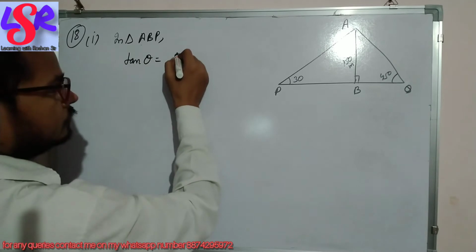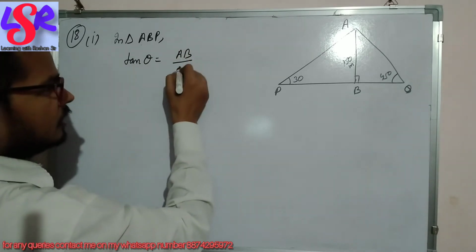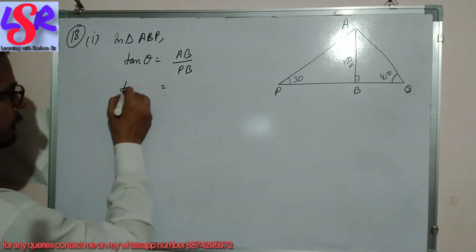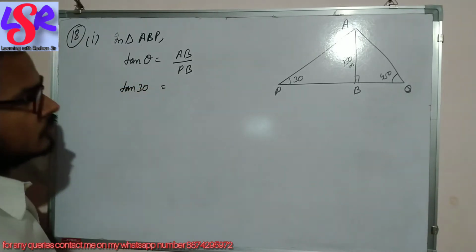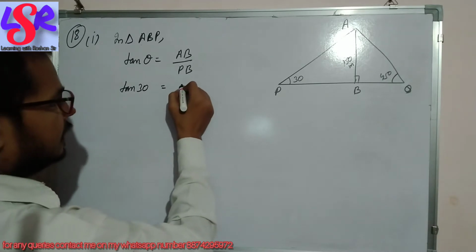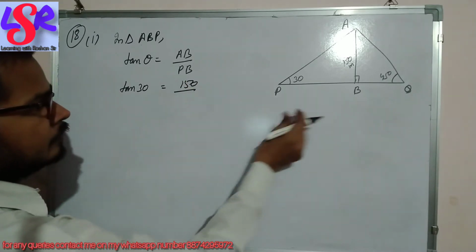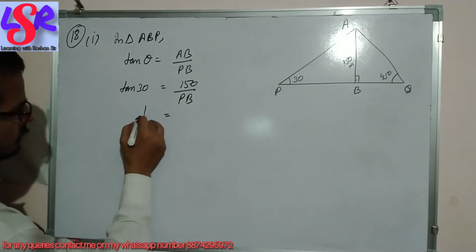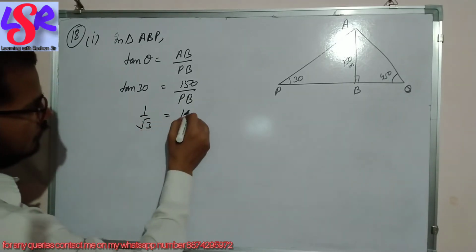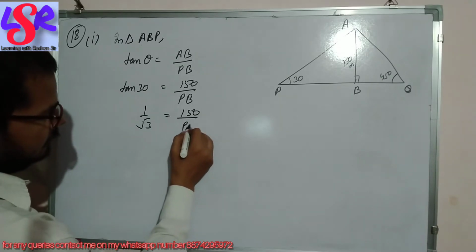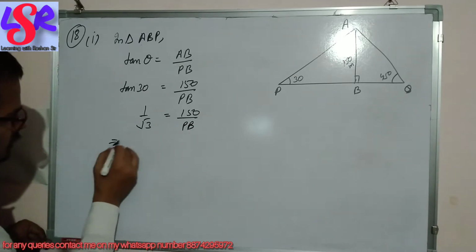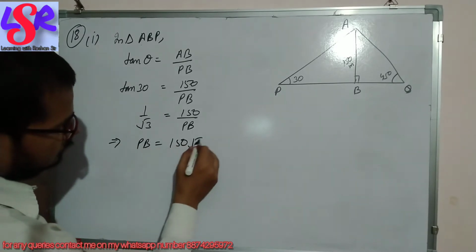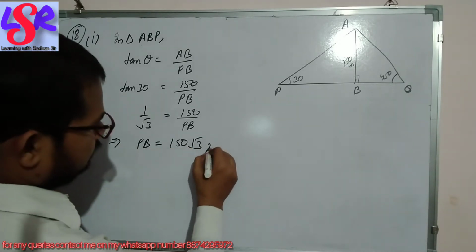So in triangle ABP, tan theta equals to AB upon PB. So tan 30 equals to AB, that is 150, upon PB, which we have to calculate. So here is 1 upon root 3 equals 150 upon PB. Now do the cross multiplication, we get PB equals to 150 root 3 meter.